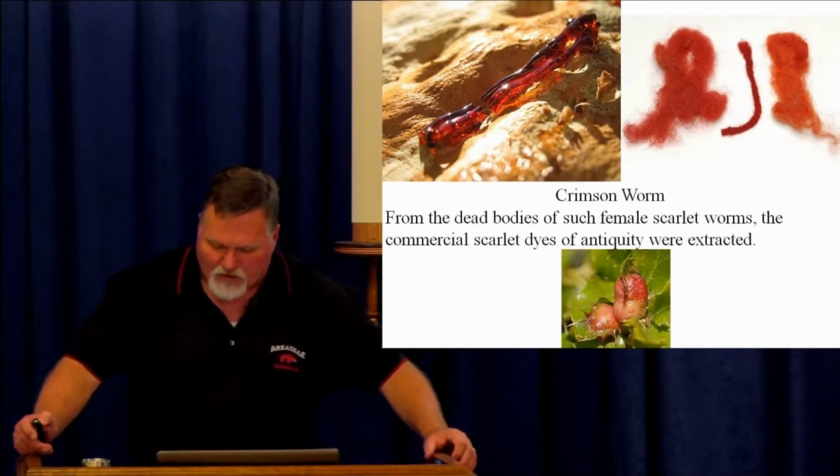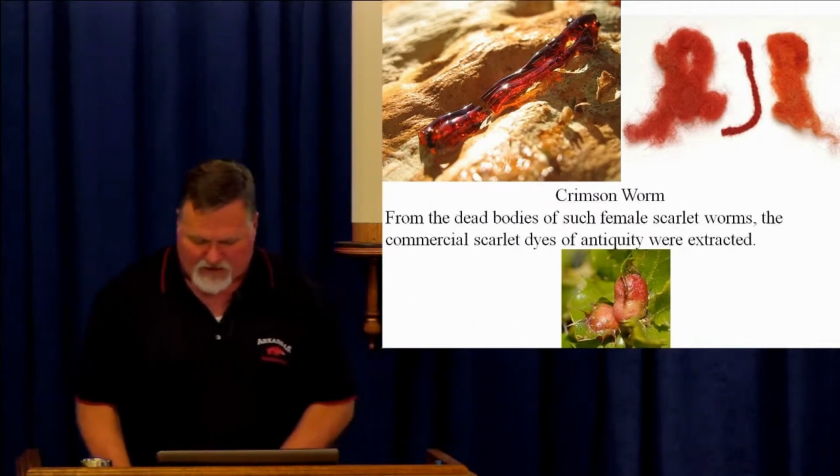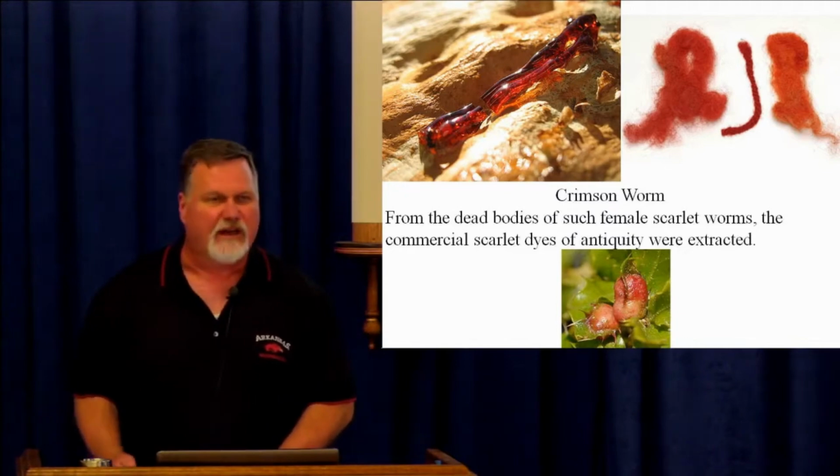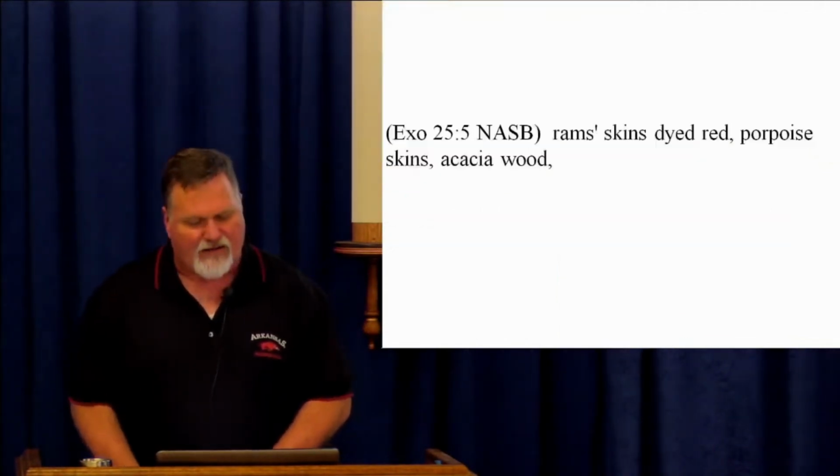Goat hair grows in long locks and it's left undyed. The spinning of goat's hair was a specialized skill of some of the Israelite women. Verse 5. Ram skins dyed red, porpoise skins, and acacia wood. Okay. Now the ram skins dyed red, that's probably not dye, it's probably the tanning process that's being referred to.